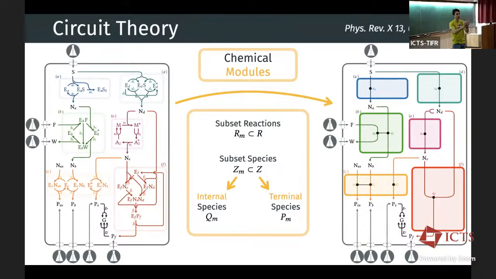So the internal species of a module are unique to that module. They are not shared with the other modules. Then we have these terminal species that are instead those that are shared between different modules. They are interconverted, for example, here, both by the blue reactions and the green reactions. Question?